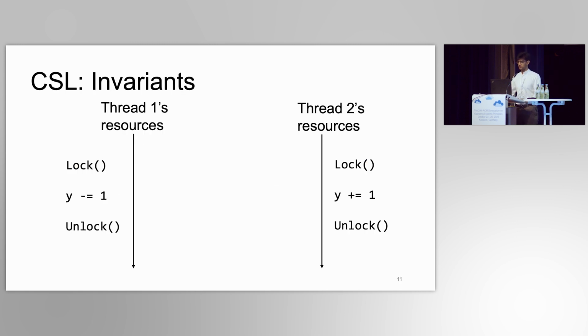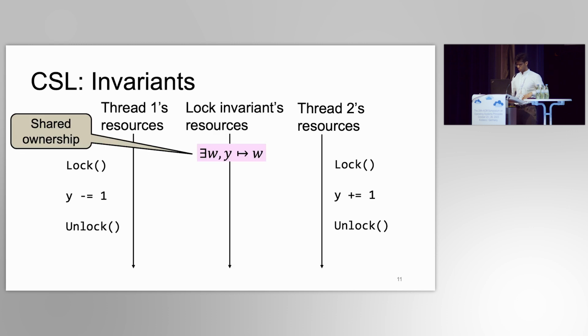Another important concept from concurrent separation logic that we build on is the idea of invariants, which allow for sharing resources across multiple threads. And to illustrate this, here's an example in which two threads access a shared variable y using a lock to synchronize access. The way we reason about it is by using a lock invariant, which maintains ownership of the resource y points to w for some arbitrary value w.